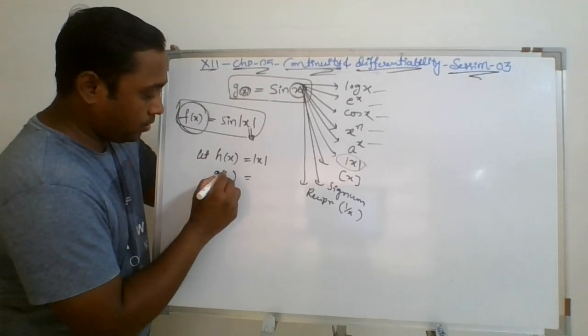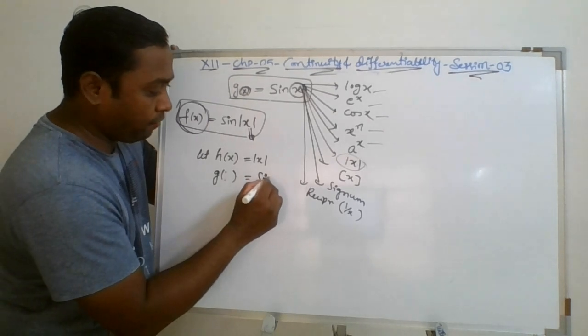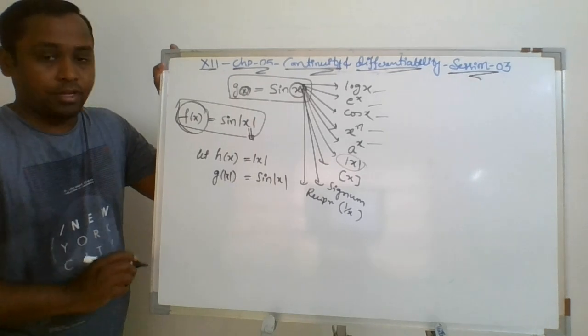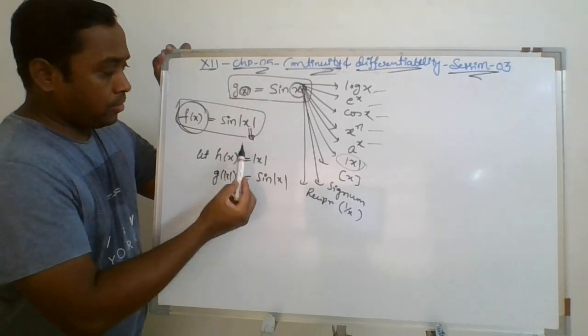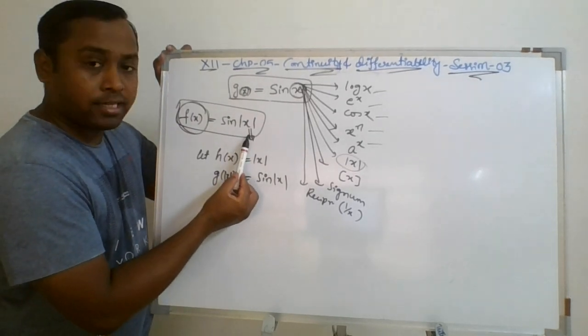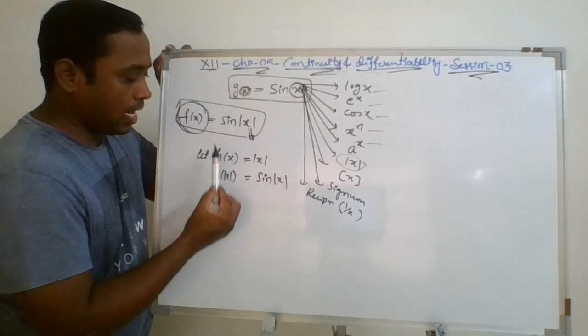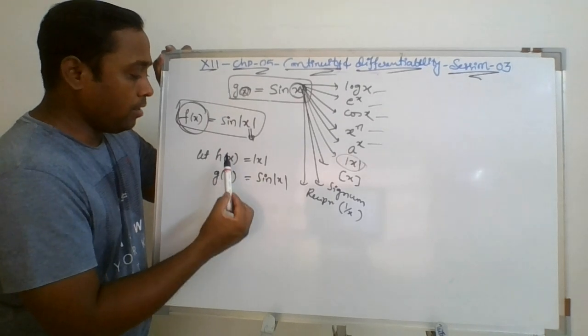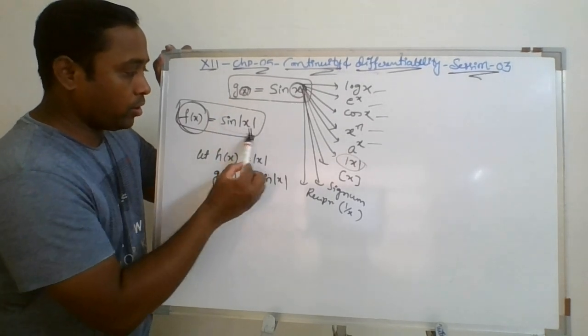I am saying, like, sine of mod x will be what? Sine modulus function. Are you understood? First, what I am saying, let's take the inside function as h of x, the pure function, and then take the composition of this function.